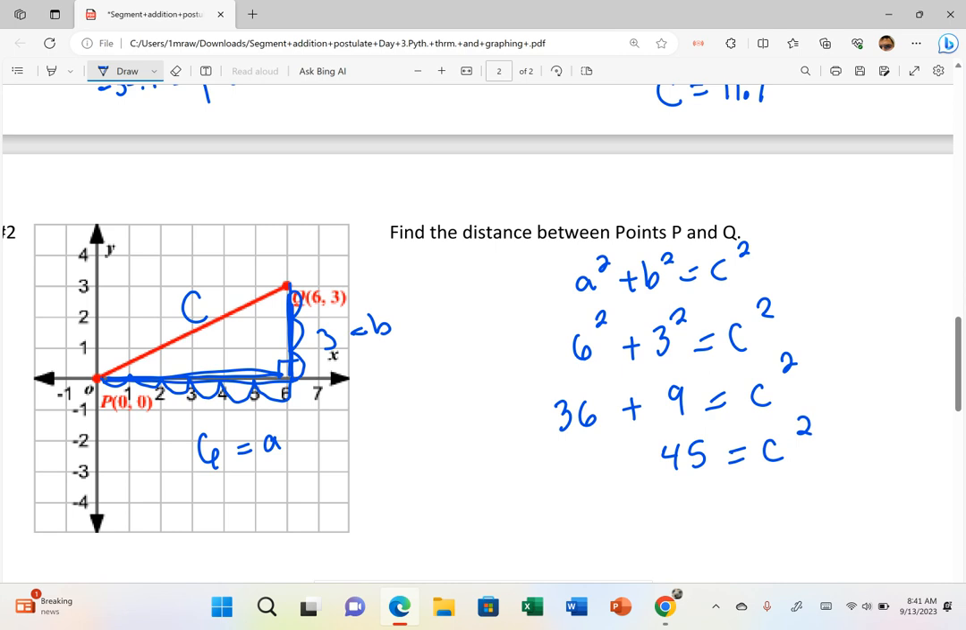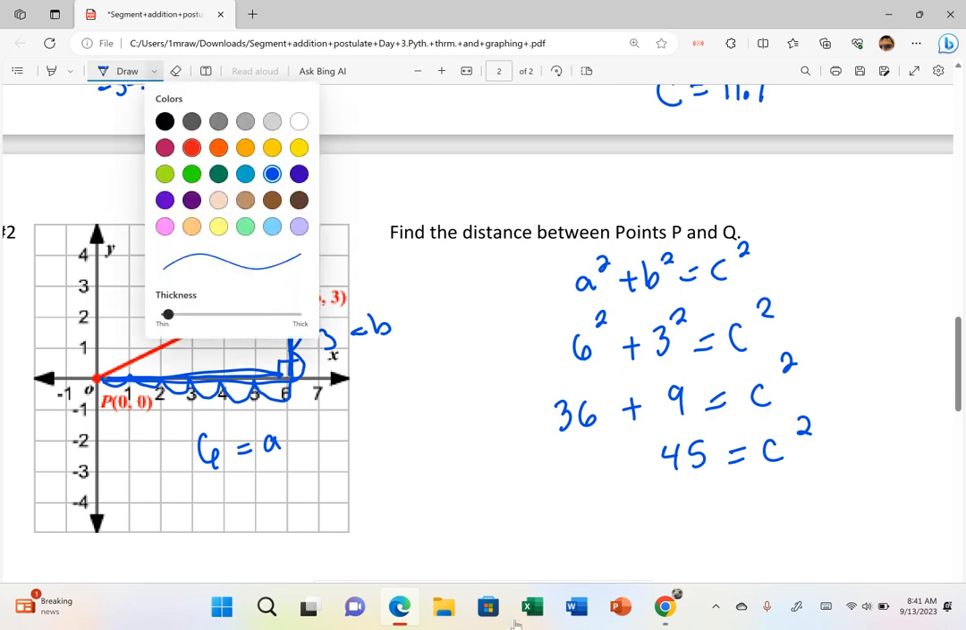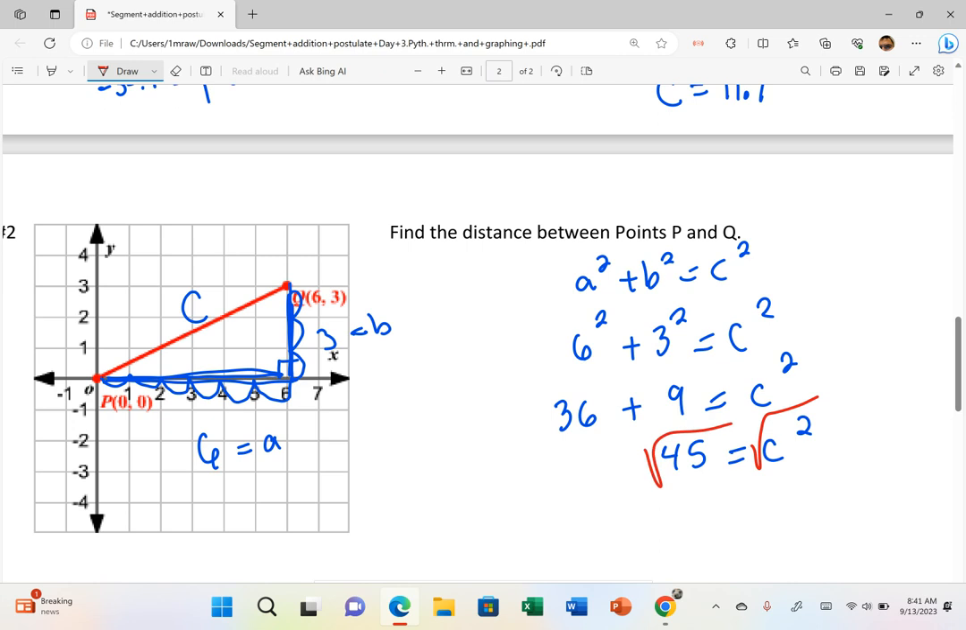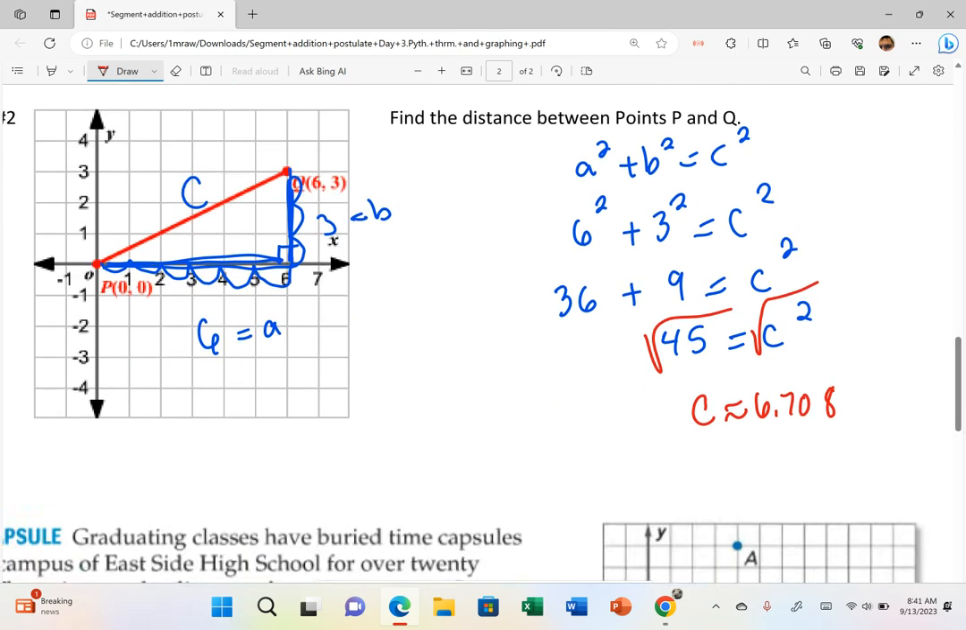So what we have to do is take the square root of 45, in order to get rid of this power of 2 that's here. We take the square root to both sides, and we get that C is approximately 6.708. Since we're rounding to one decimal place, we go 1, 2. This 0 tells that 7 to stay. So our total distance is going to be 6.7 units. That's how we do the Pythagorean theorem.